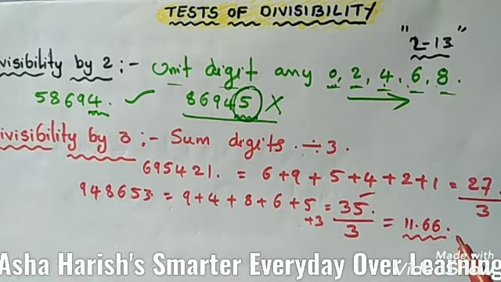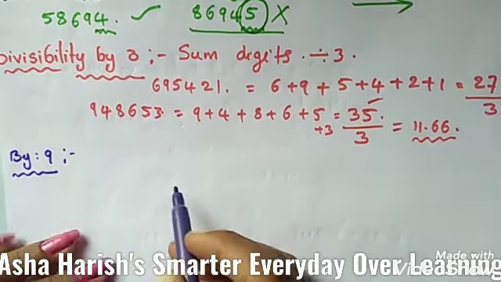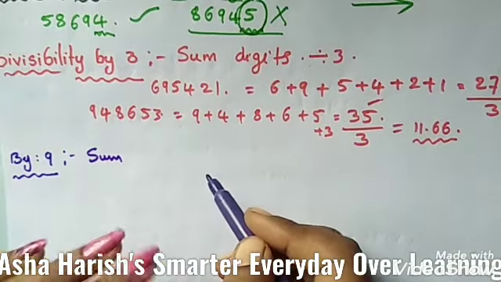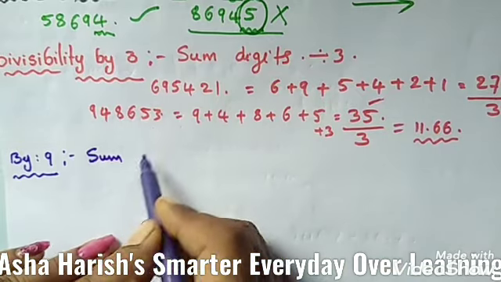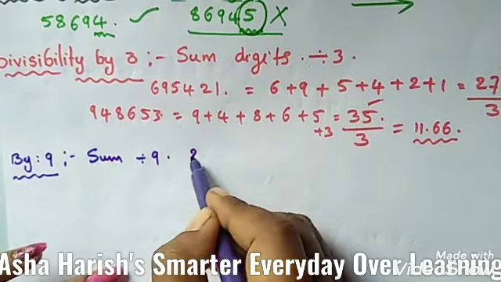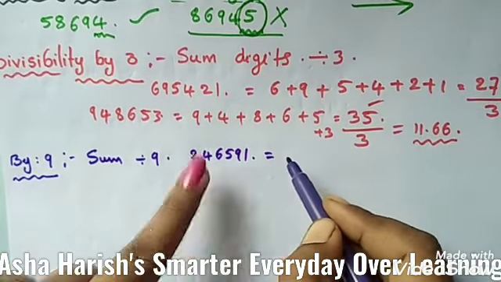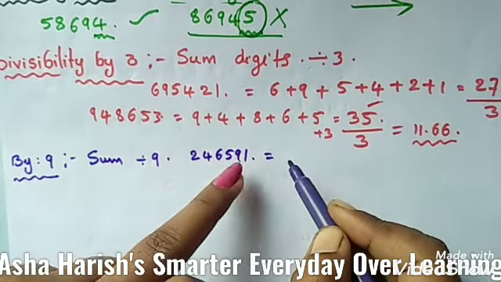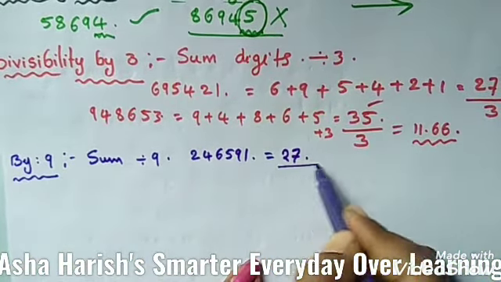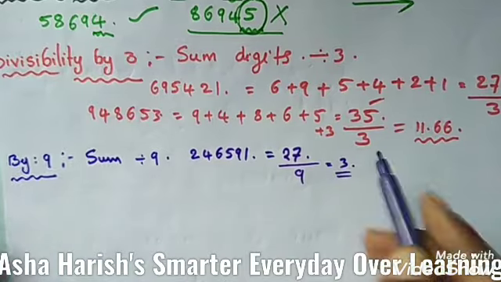Now let us go for the next example, divisibility by 9. A number is divisible by 9 only when the sum, here also you have to find out the sum of those digits, is divisible by 9. Just for example, let us see 246591. Now the sum of its digits, 2 plus 4 plus 6 plus 5 plus 9 plus 1, is 27, which is divisible by 9. So 3 times.